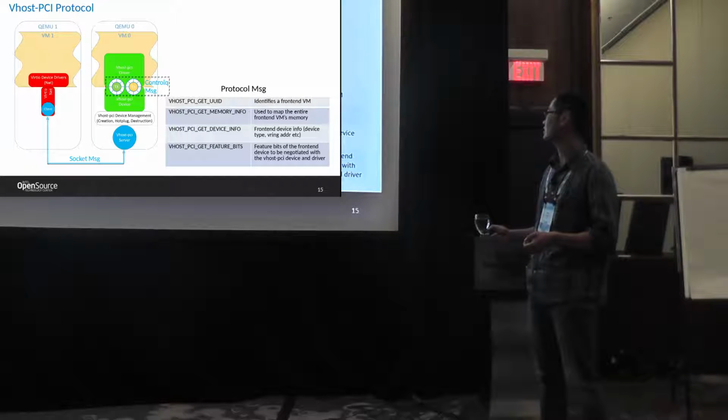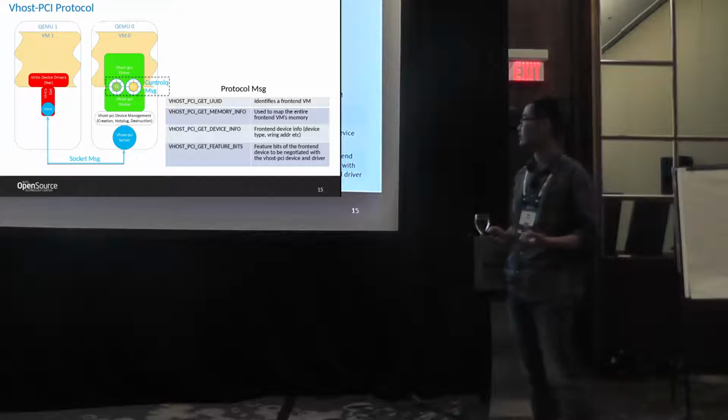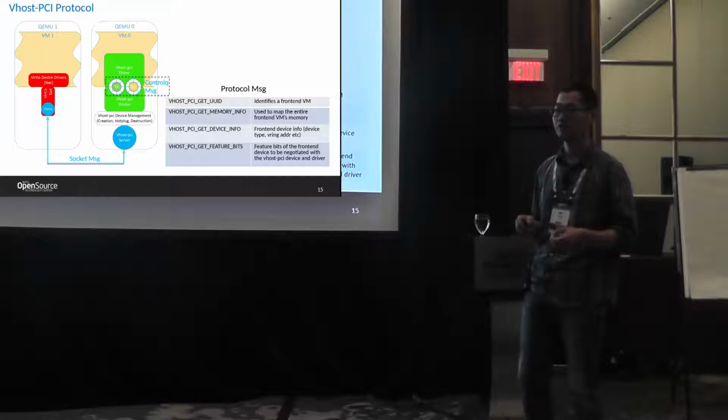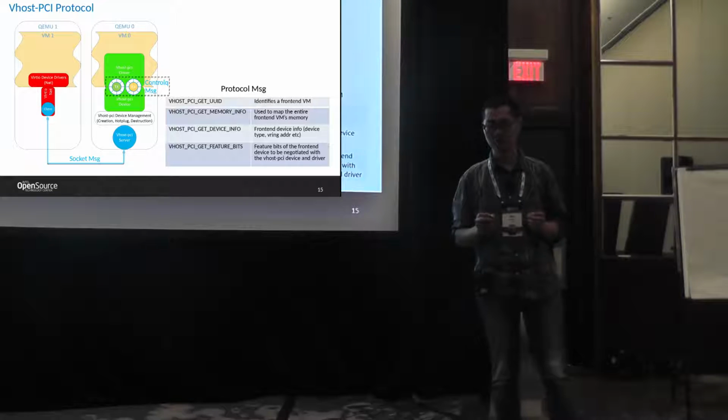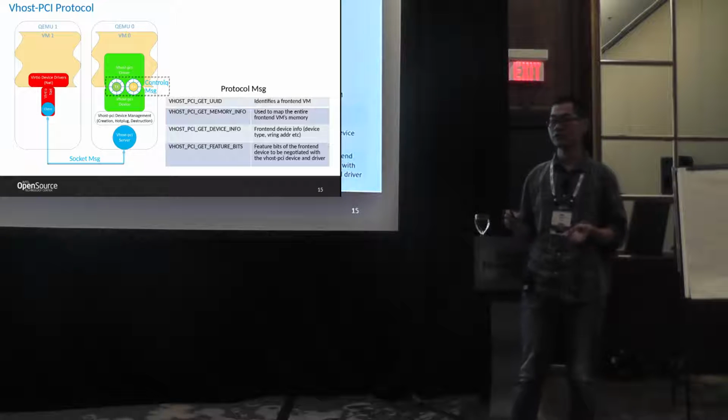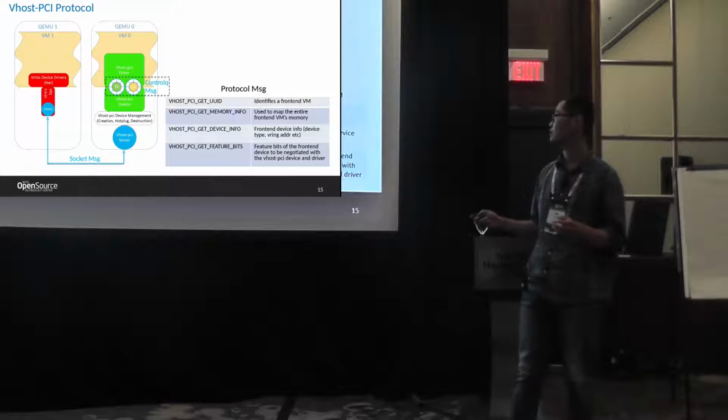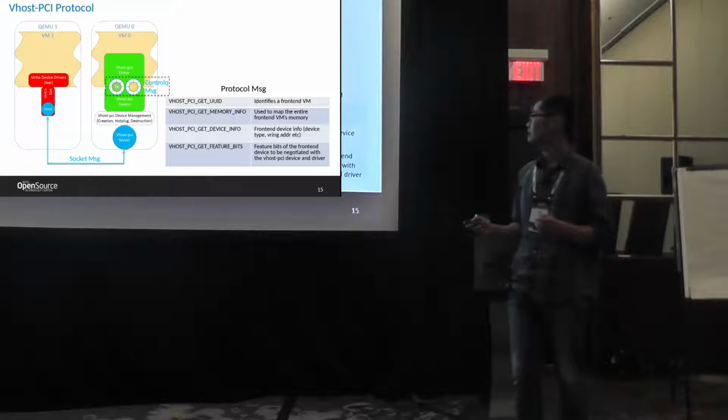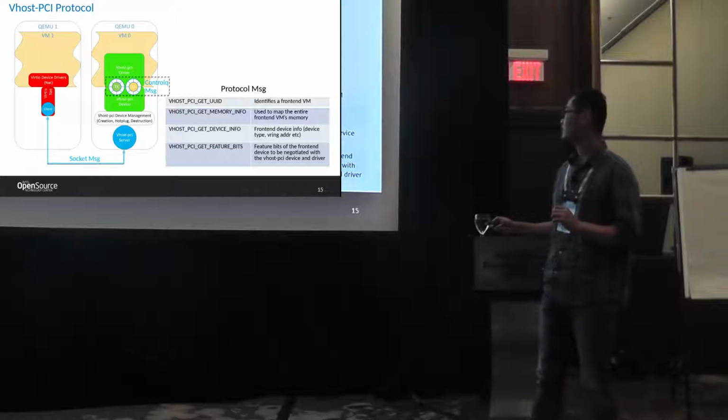UUID is used to identify a front-end VM. Like in the previous case, a VM creates 3 front-end devices. When they communicate to the server, the UUID will remain the same. And the second one is memory info.